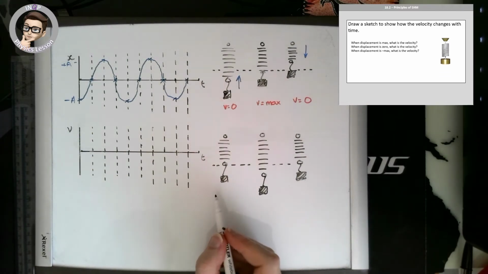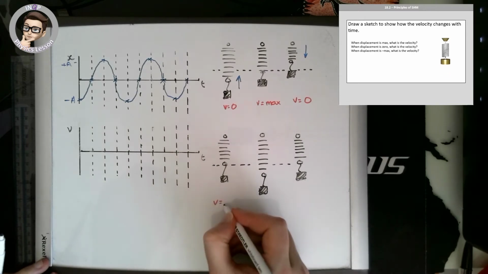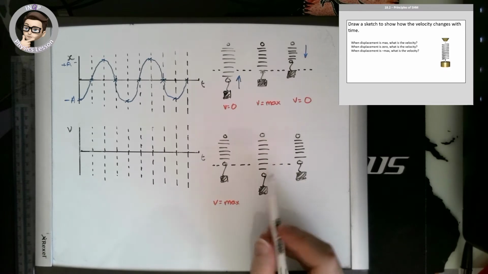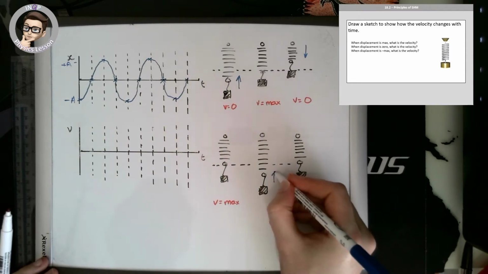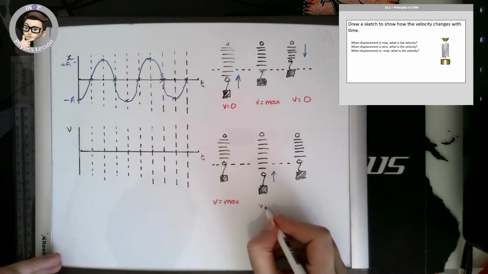If we go back through equilibrium here, I've got 0 forces or no resultant force, so therefore my velocity must be maximum again. And then we go to our maximum negative amplitude again. We're going to see there's a restoring force towards the centre, and so we're going to have a Vmax again.